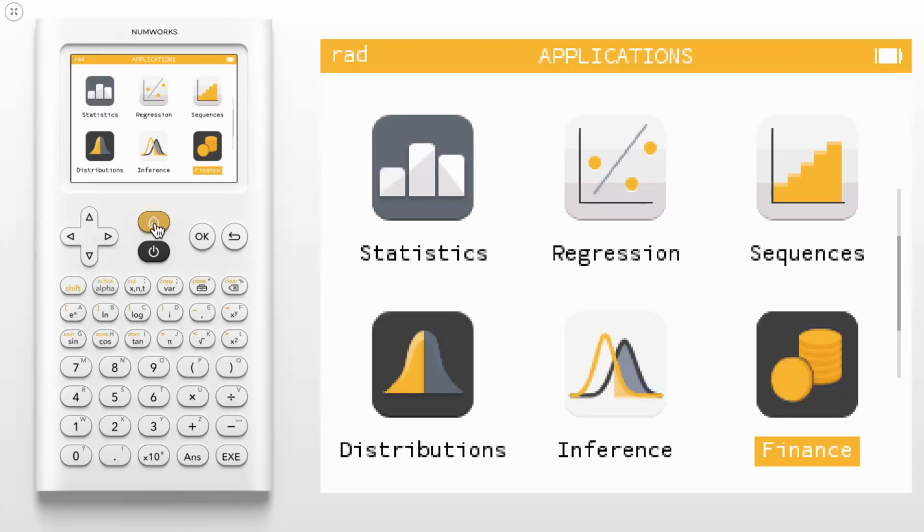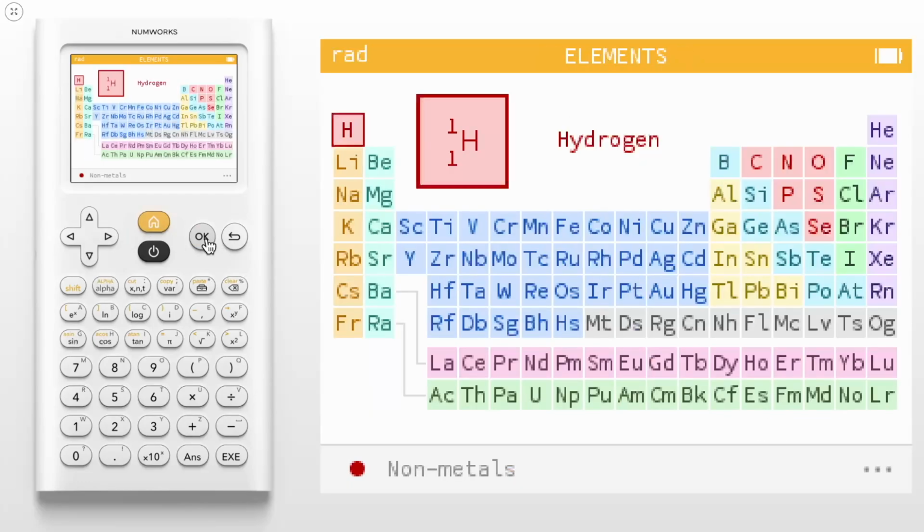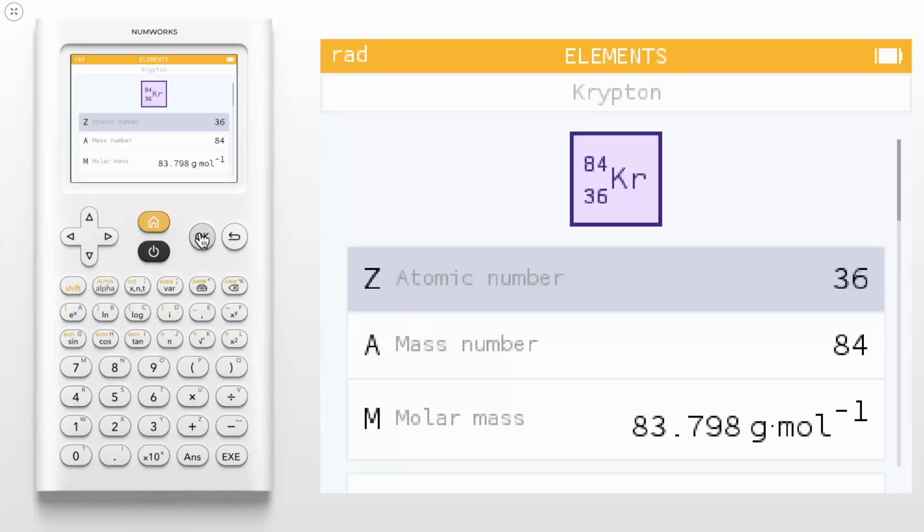Press the Home button, navigate to the right, and press OK. This will open up the periodic table. The periodic table allows you to navigate through different elements, with the bottom banner displaying the element's family. Pressing OK on an element provides more detailed information about it. To move between elements, use the plus and minus keys or the left and right arrows to move to the next element. Let's go back to the previous screen.